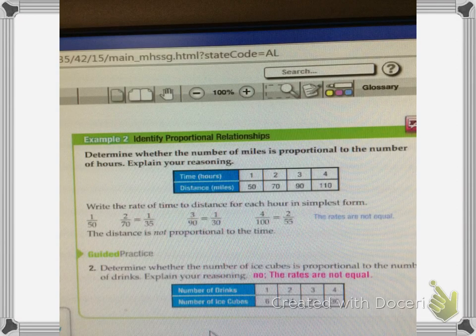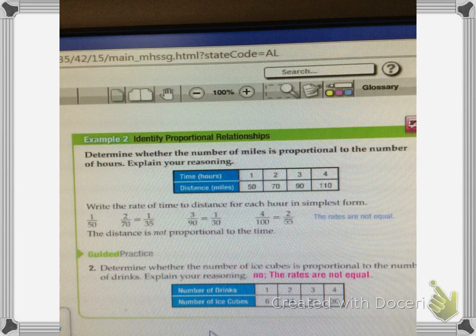Okay, moving along, this is example 2, how to identify a proportional relationship. Determine whether the number of miles is proportional to the number of hours and explain your reasoning. So you're going to write the rate of time to distance for each hour in simplest form. So 1 over 50, 2 over 70, 3 over 90, 4 over 100. And when you put those in simplest terms, you do not have a constant ratio. So therefore, this is not proportional.